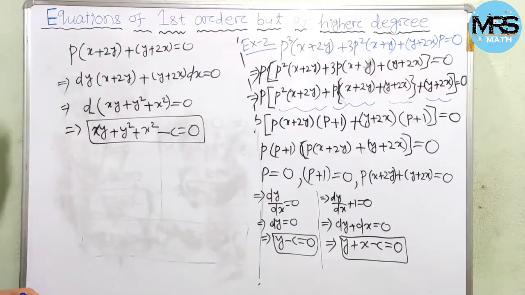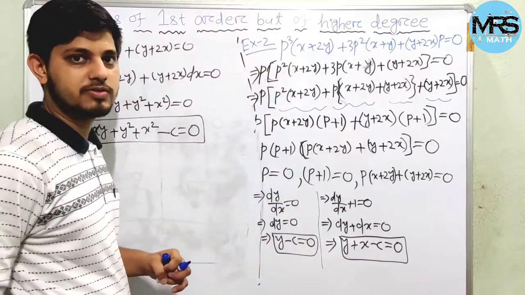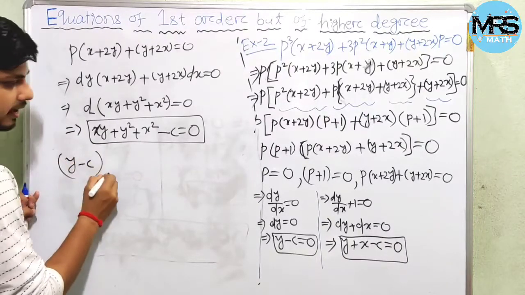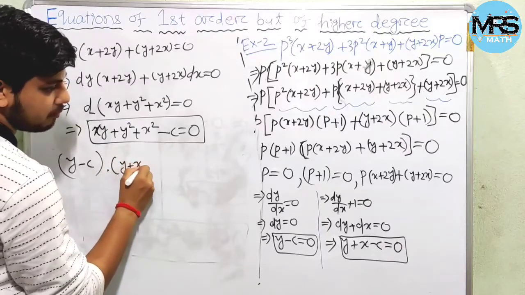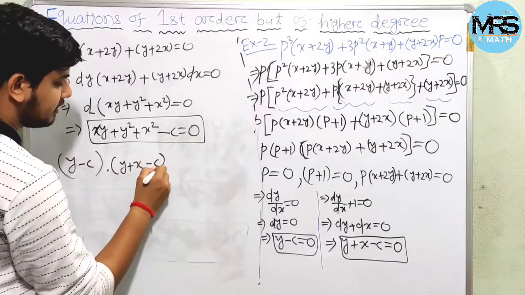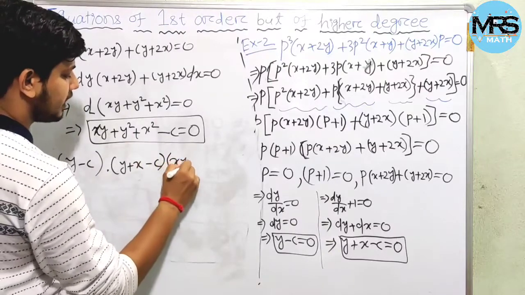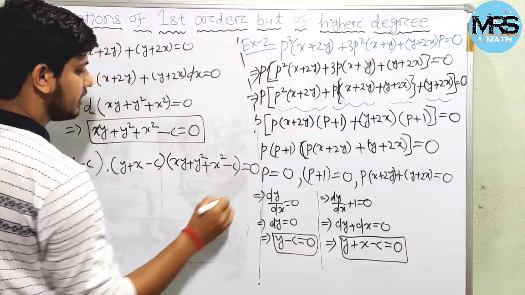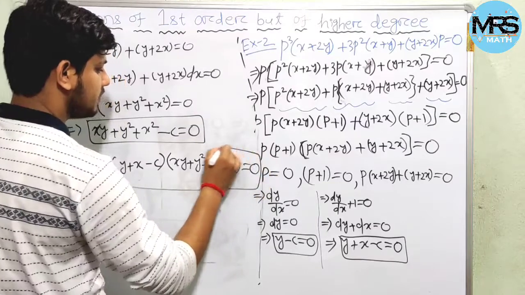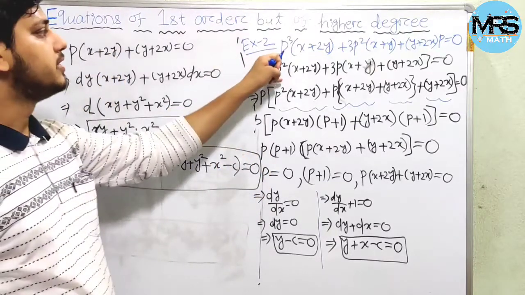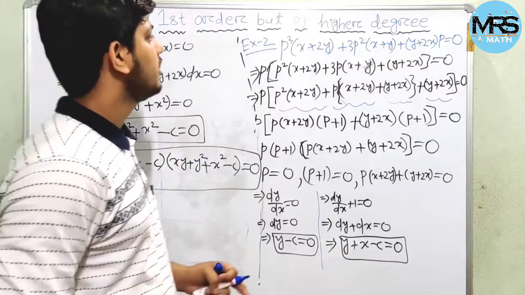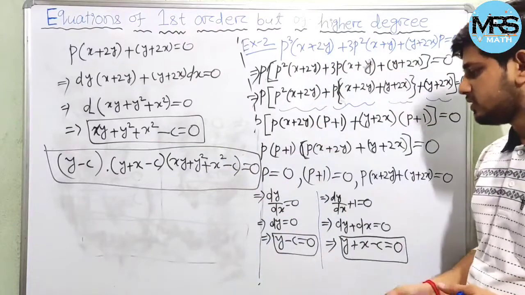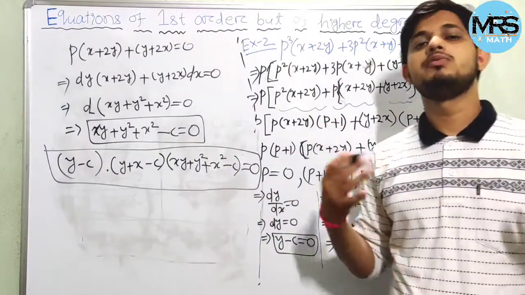Now we can combine together to get the solution of this differential equation. So after combining, you will get (y minus c) into (y plus x minus c) into (xy plus y squared plus x squared minus c) equal to 0. So this is the solution for this cubic differential equation. So here I explained these equations which are solvable for p.